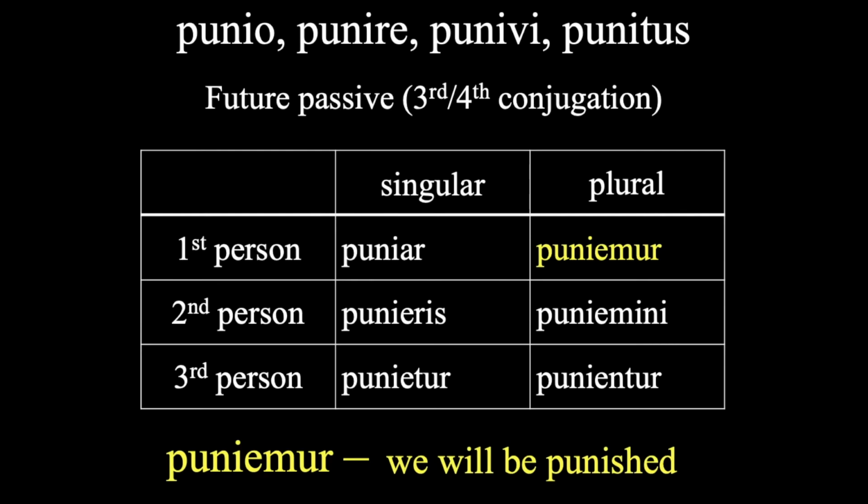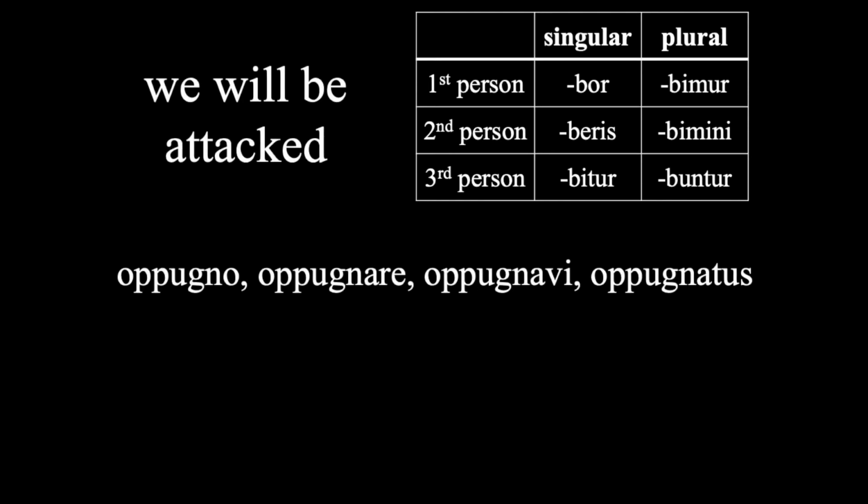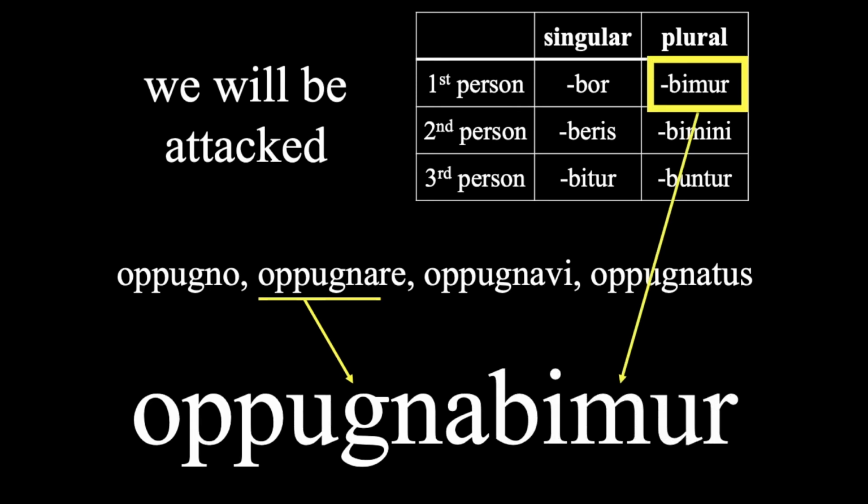Okay, let's practice with some future passive forms. All right, we're going to start with first and second conjugation endings, so we have those at the top right. And we'll go with we will be attacked. When we're forming verbs in the future tense, it's important to know what conjugation you're dealing with, since verbs of different conjugations take different endings in the future. And we can tell from the infinitive, from that are, that this is a first conjugation verb. So we're going to use the bor, beris, bitur endings here. So we'll just drop the re from there to get the stem. Then we add the ending, and we get oppugnabimur.